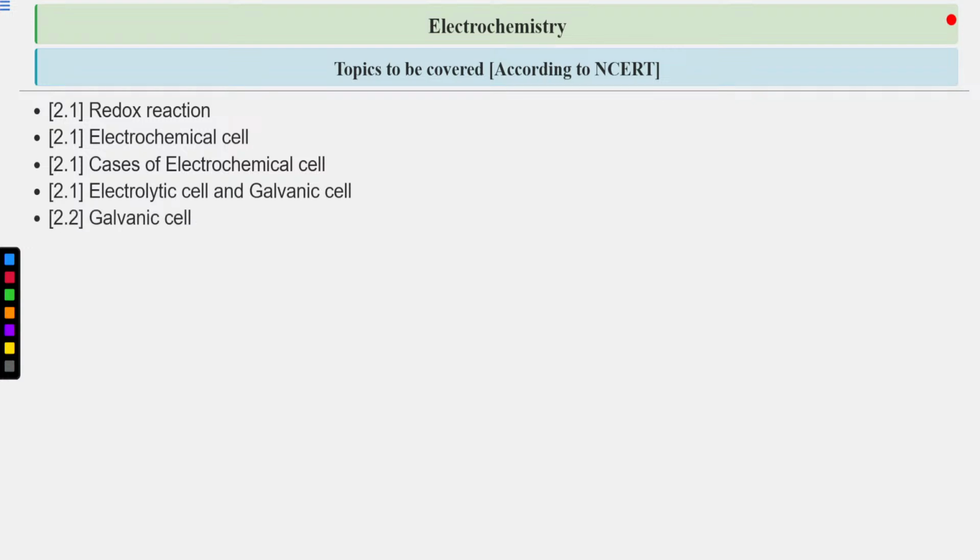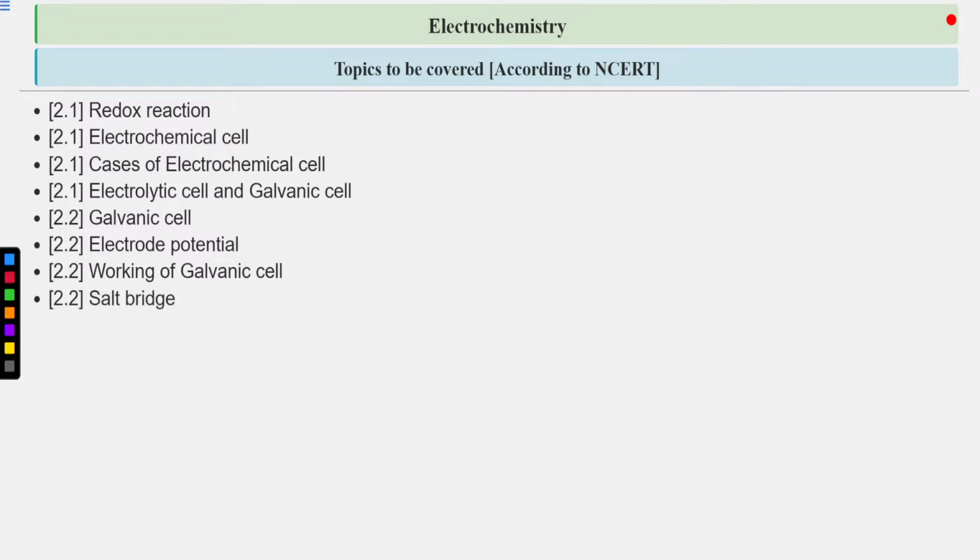Then we shift to our next topic, which is the galvanic cell, our 2.2 section in the NCERT textbook in this chapter. Then we talk about the electrode potential. This topic comes under section 2.2, galvanic cell, in the electrochemistry chapter. And then we will talk about the working of the galvanic cell, how it works.